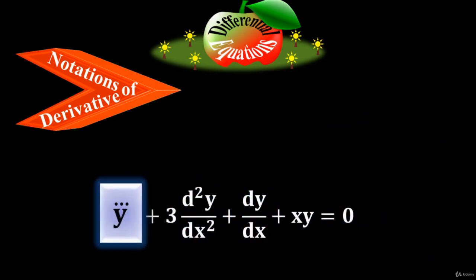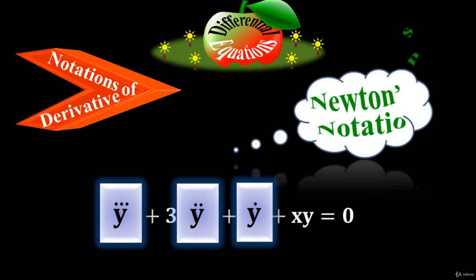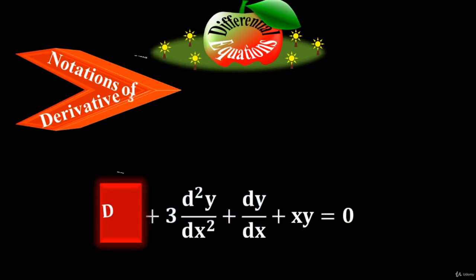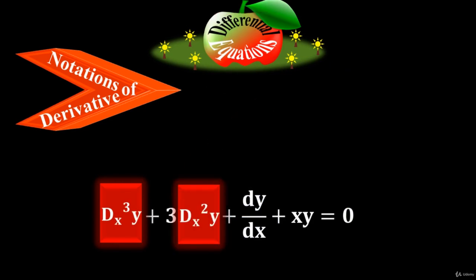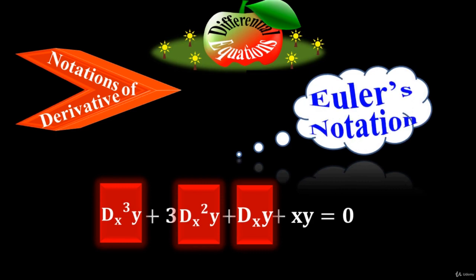The notations y triple dot, y double dot, and y dot are called Newton's notations. These are Newton's notations. And D sub x to the 3 times y, D sub x to the 2 times y, and D sub x times y are actually Euler's notations. These are Euler's notations.